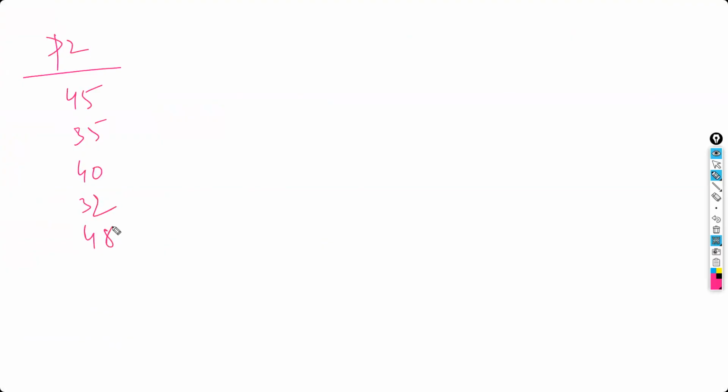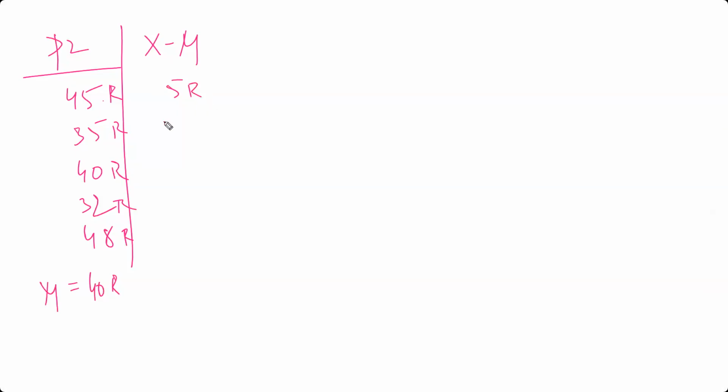Done. So these are the values. Now for these values, you are going to find the deviation. The first step is deviation. Now these are 45 what? 45 runs, 35 runs, 40 runs, 32 runs, 48 runs. Now for the deviation, you need the average value. What is the average value? 40 runs. Then 45 minus 40 is 5 runs. Next, 35 minus 40 is minus 5 runs. Next, 0 runs. Then minus 8 runs and plus 8 runs.